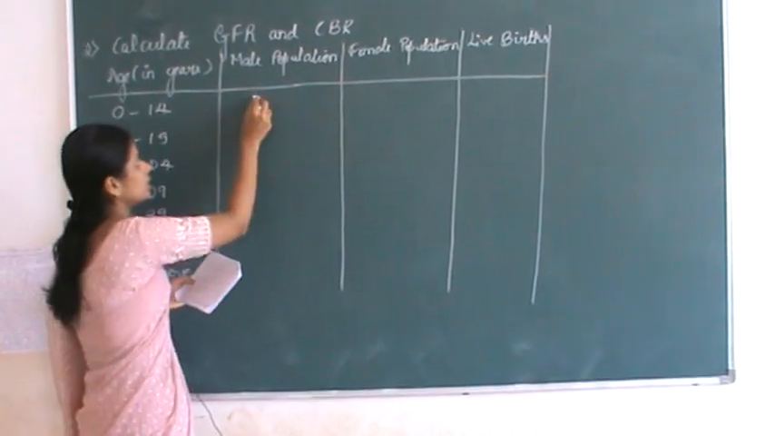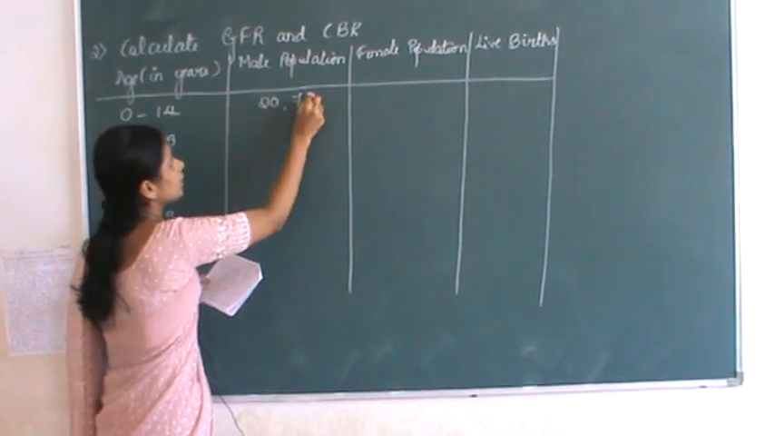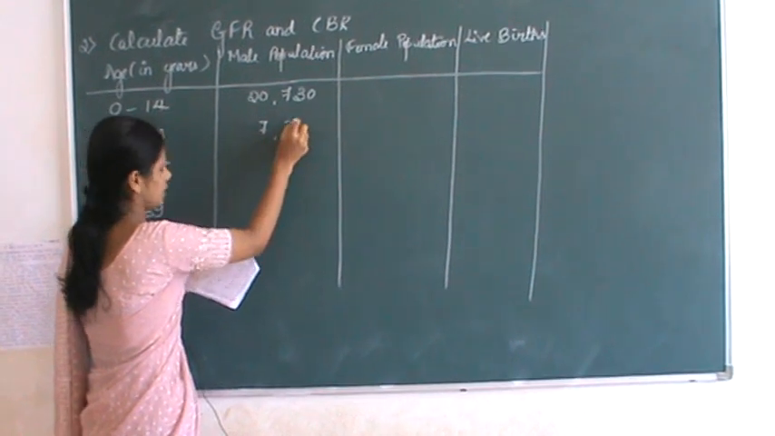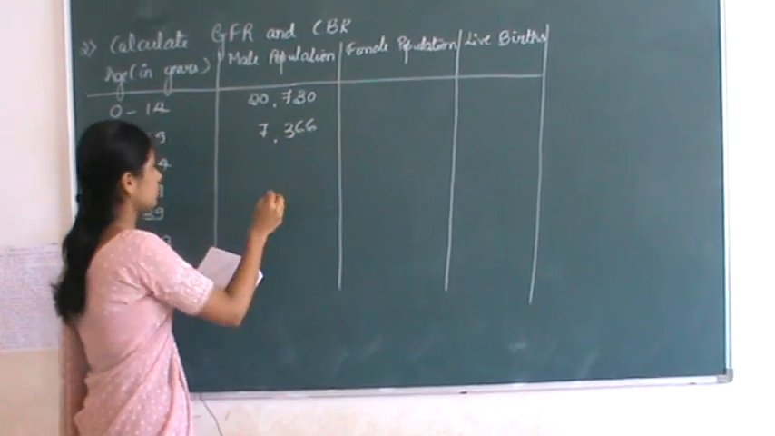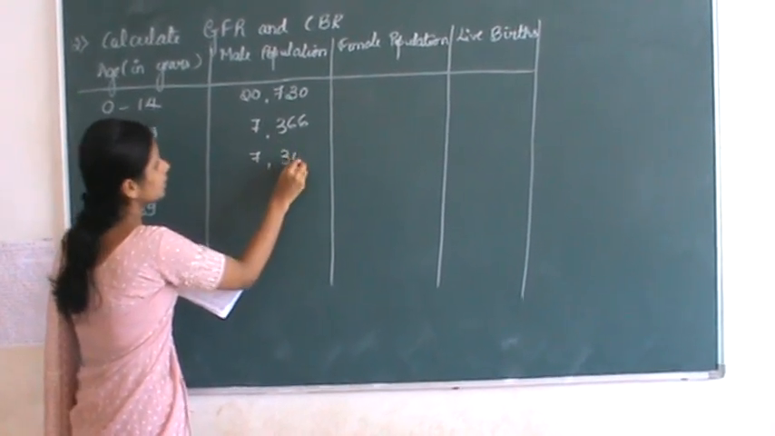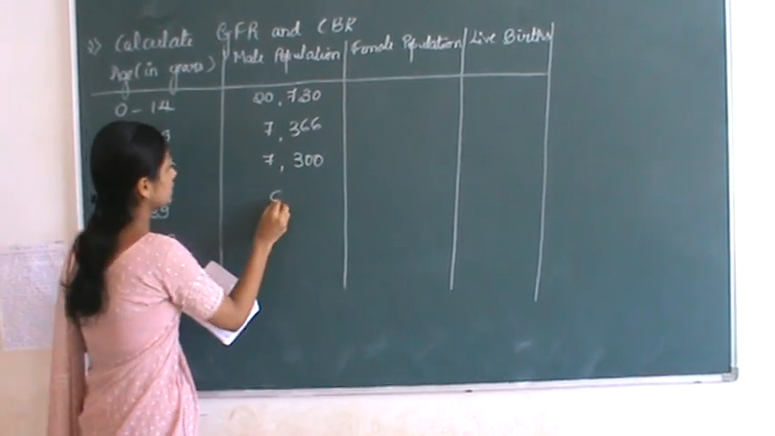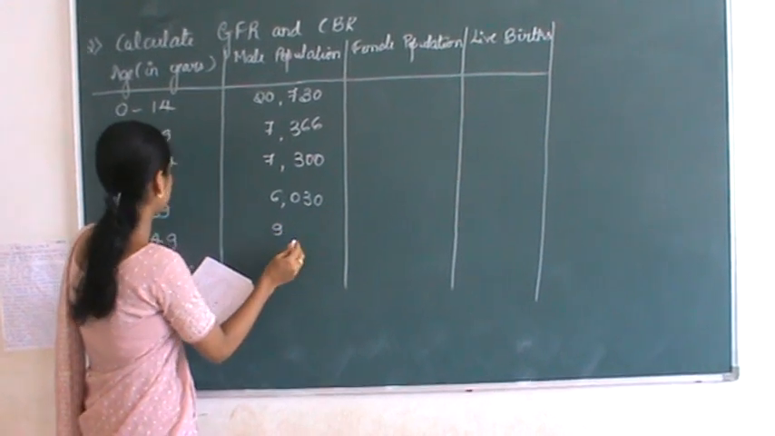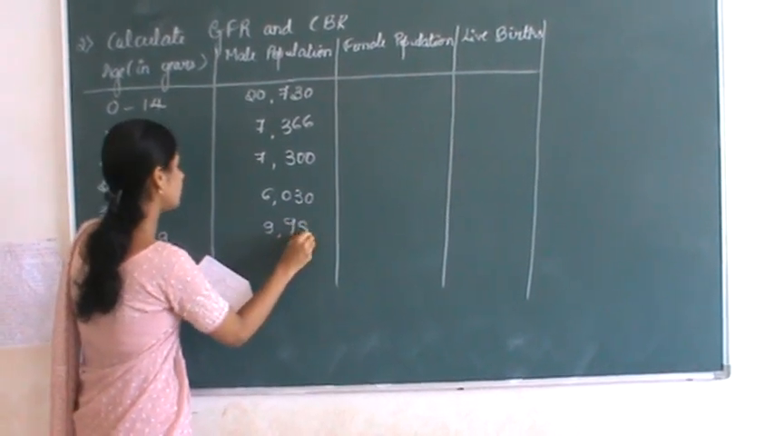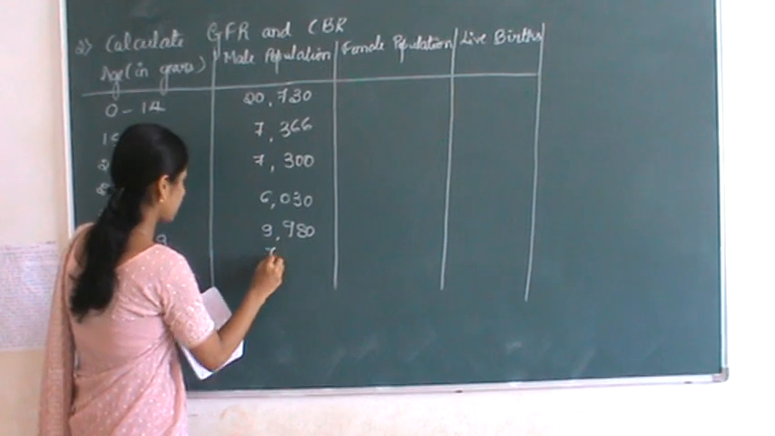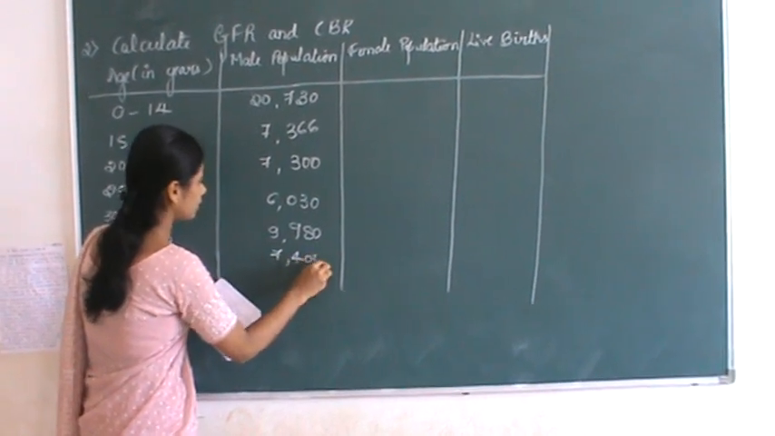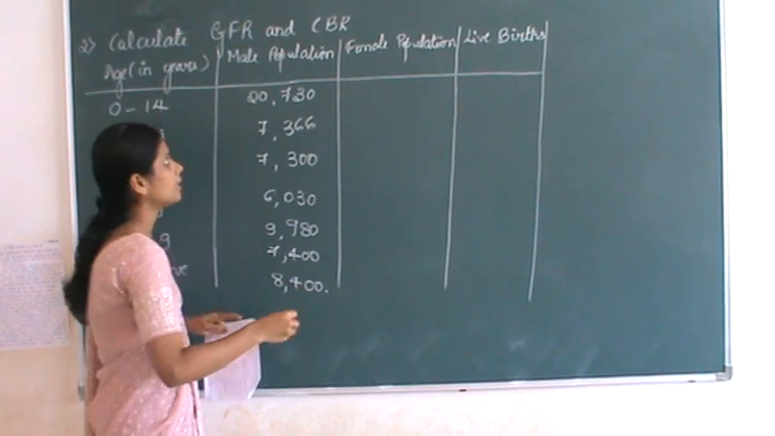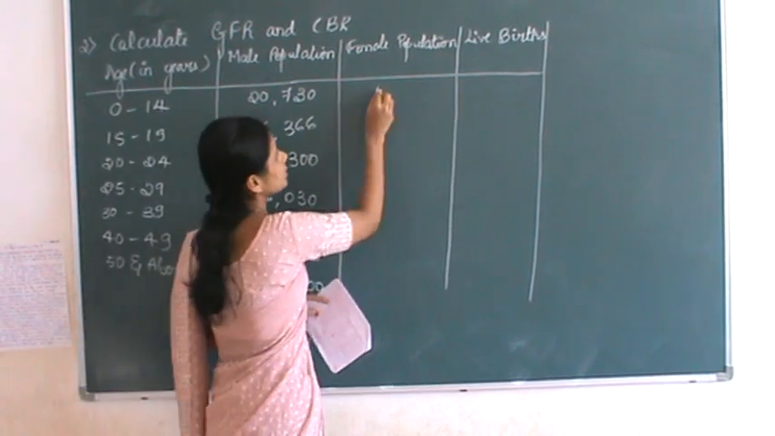Next, male population is 20,730, 7,366, 7,300, 6,030, 9,980, 7,400 and 8,400.